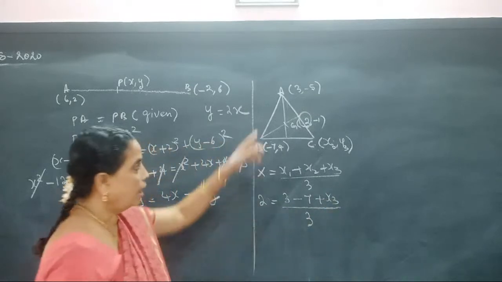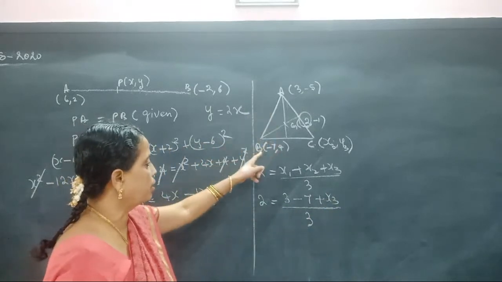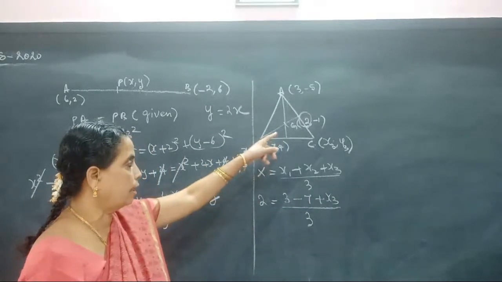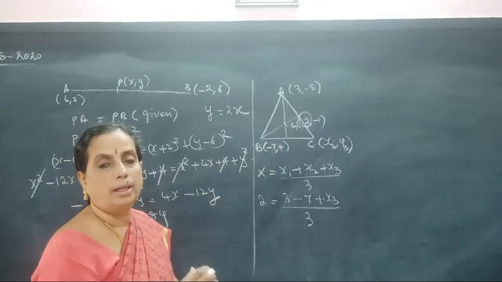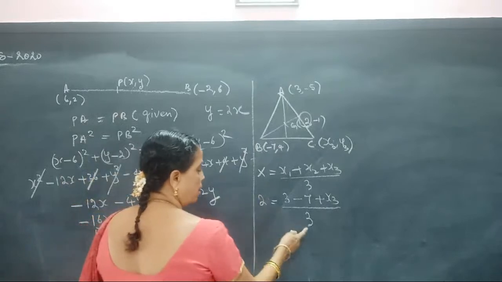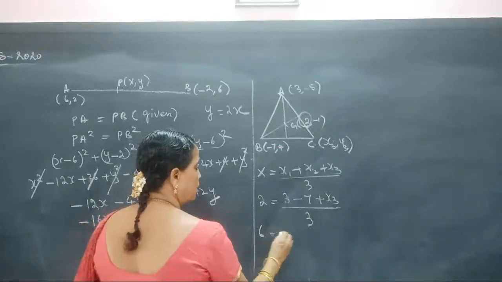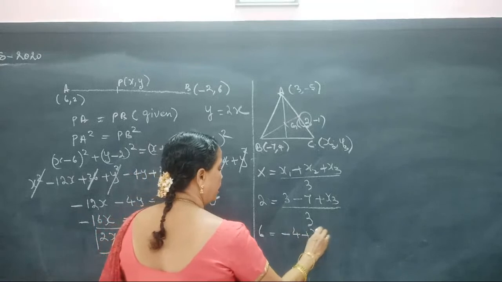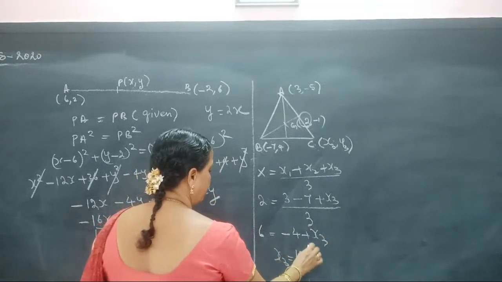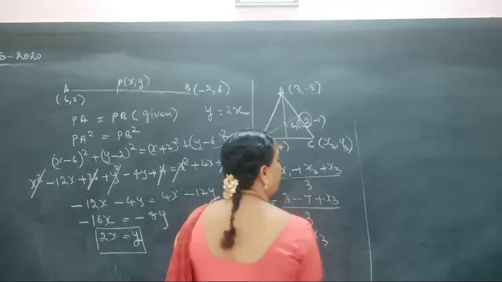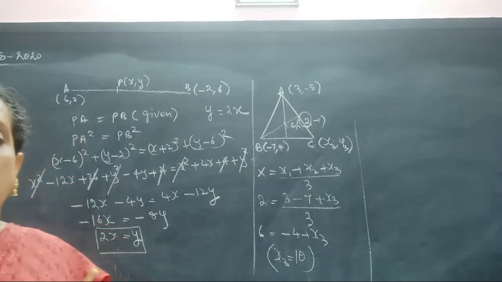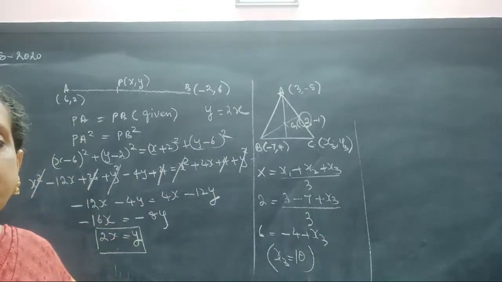Is it clear? I substituted x1, x2; x3 is unknown, where the coordinates of the centroid x, y are (2, -1). Do the cross multiplication. 3 twos are 6 equals -4 plus x3. Therefore, x3 equals 10. Can you find out the y value using the centroid value? What is y3?